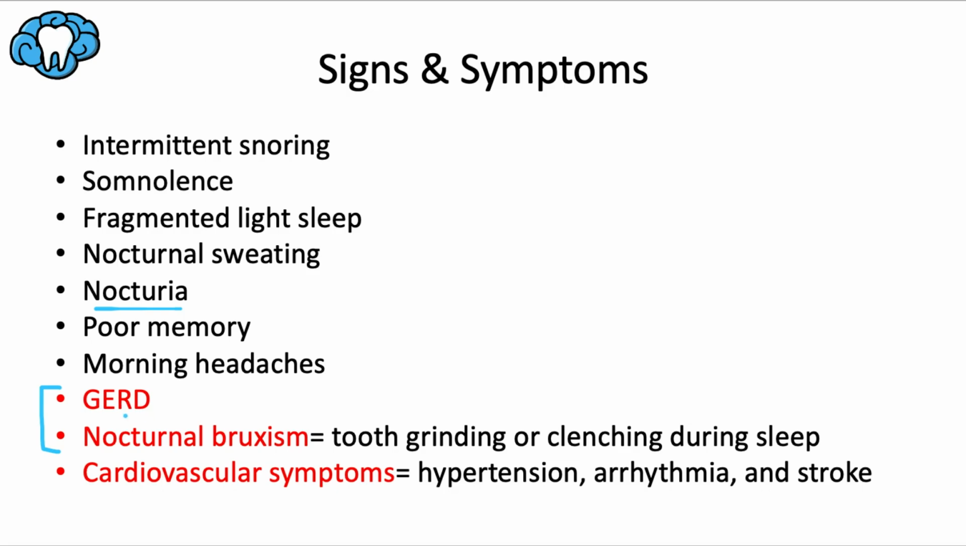So GERD, or gastroesophageal reflux disease, is due to an increased intrathoracic pressure caused from obstructive sleep apnea, and nocturnal bruxism refers to tooth grinding or clenching during sleep. So this might be coupled with tooth wear, grinding sounds, and or jaw discomfort. And then most importantly, we have cardiovascular symptoms, and these include things like hypertension, arrhythmia, and stroke. So obstructive sleep apnea really taxes the heart, and it can lead to serious complications, even death in some severe cases. So those are some of the signs and symptoms ranging from snoring all the way up to stroke.